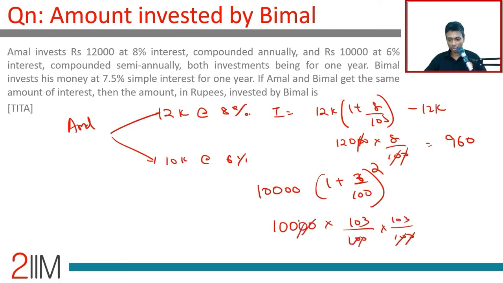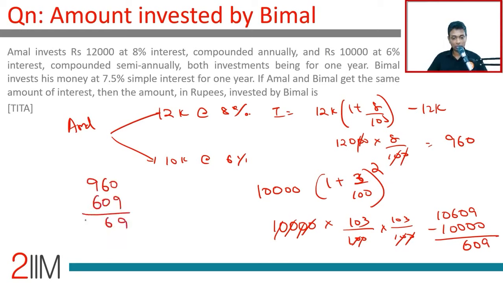2 zeros get knocked off here. 103 whole square is the amount. 103 whole square is 10609. That is 106 into 100 plus 3 square. A square minus b square is a plus b into a minus b. Or the interest component is this minus 10,000, which is 609. Brilliant. The total interest will be 960 plus 609, that is 1569. This is the interest Bimal gets when he's investing his money at 7.5% simple interest for 1 year.